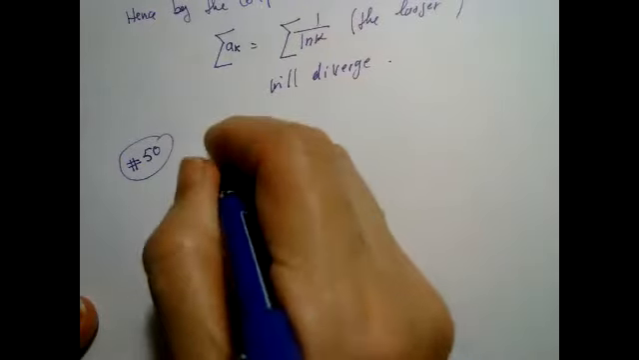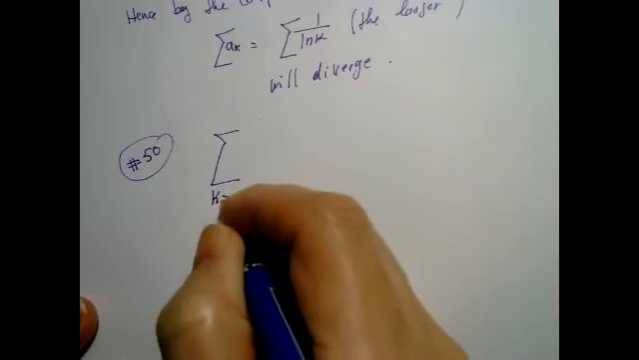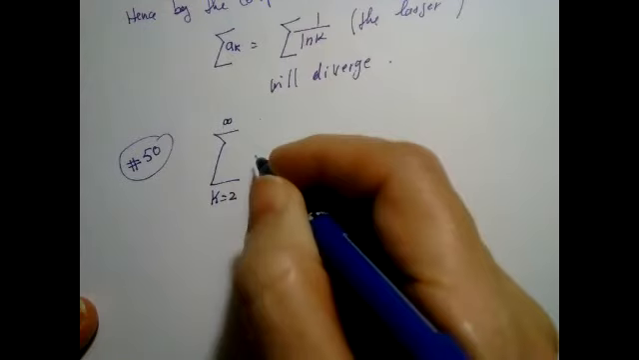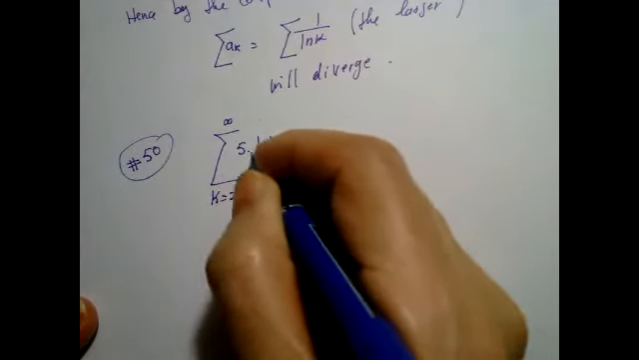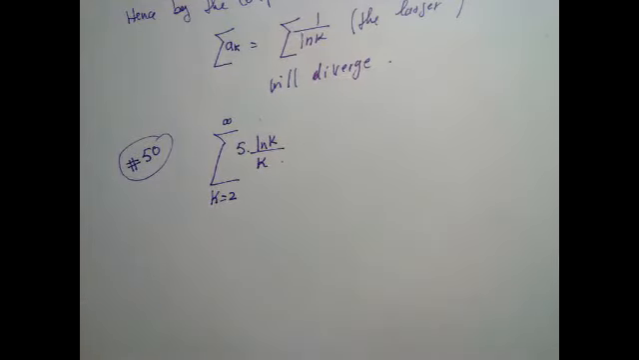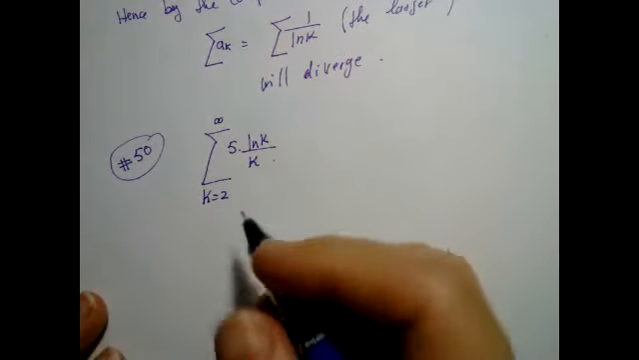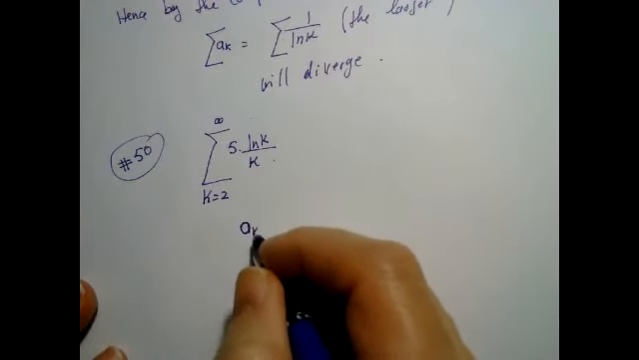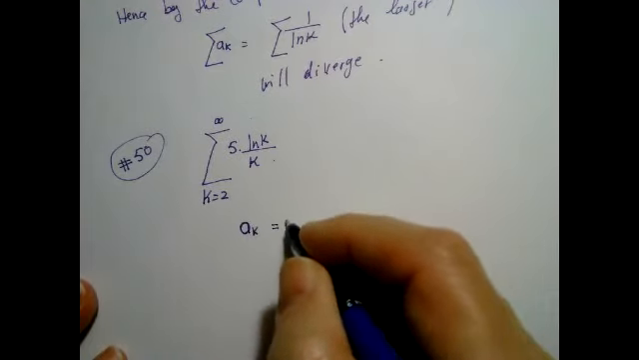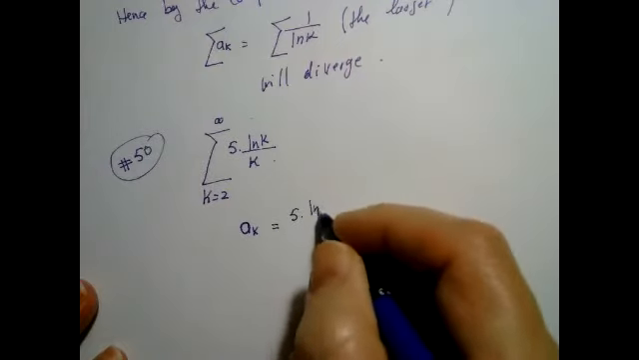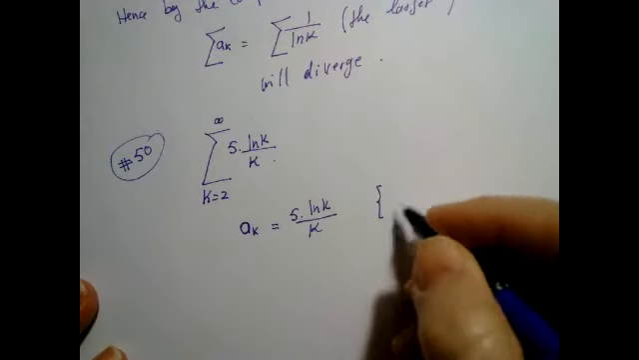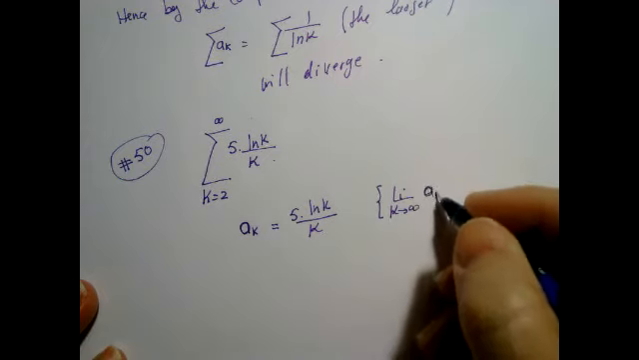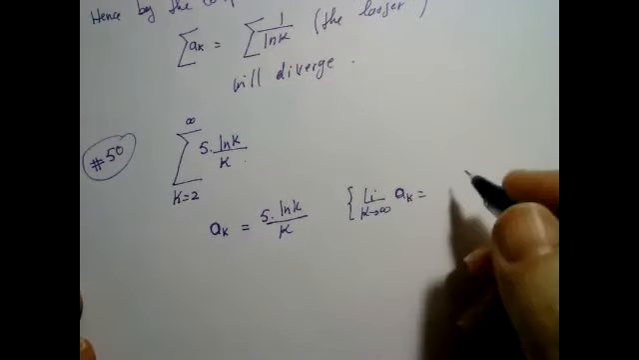Okay, sigma k equals 2 to infinity of 5 ln of k over k. And again, does the series converge or diverge? So here my AK equals 5 ln of k over k. So now, when k goes to infinity, what happens to the AK? Just out of curiosity.